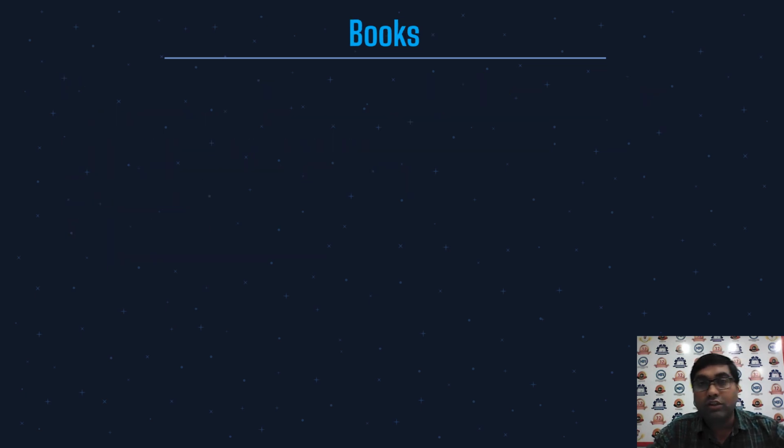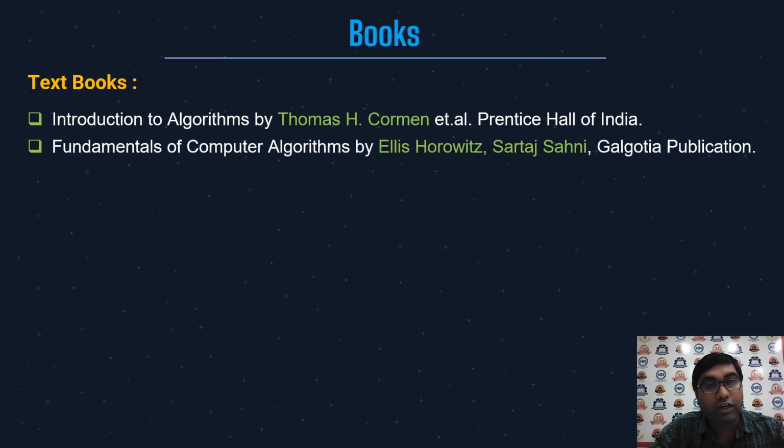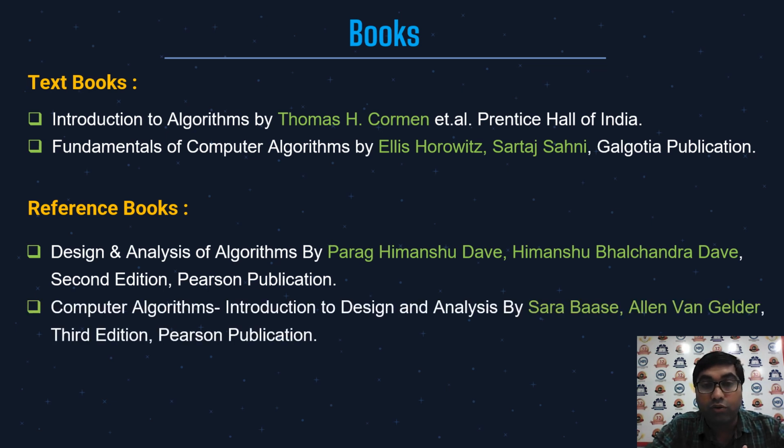At the end, we have to discuss about the books. If you are studying this particular subject, you have to follow specifically two books as the textbooks, and these two textbooks are Introduction to Algorithms by Thomas H. Cormen. Basically, this is called the Bible of algorithms, and the second book is by Ellis Horowitz and Sartaj Sahni. Name of the book is Fundamentals of Computer Algorithms. Apart from this, there are two reference books included into the syllabus. Books are Design and Analysis of Algorithms by Parag Dave, and the second book is Computer Algorithms by Sara Baase and Allen Van Gelder. So these are the books regarding this particular subject.